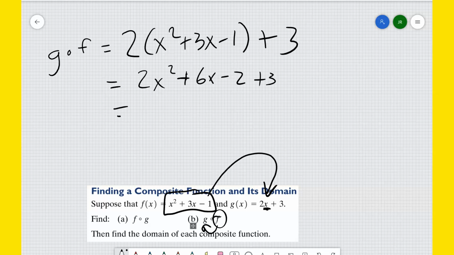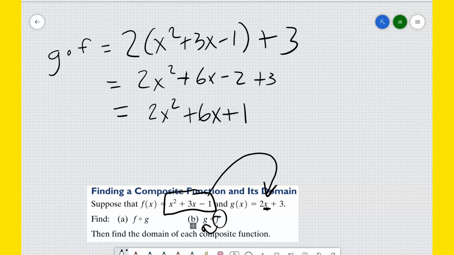plus 3. By the way, if I make a mistake on any of these, feel free to text me. It's possible that I can make a mistake, trying to rush through these things. So text me so that I can try to correct it in the video if you notice a mistake. So let's see here. That's going to be 2x squared plus 6x plus 1. And that is the answer to part B.